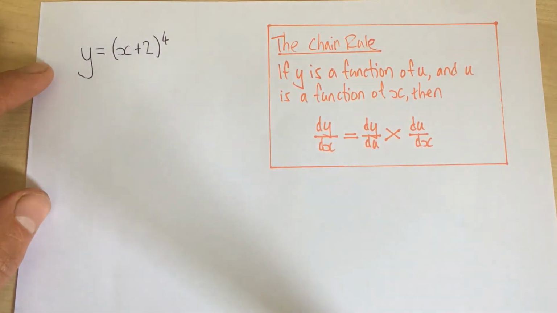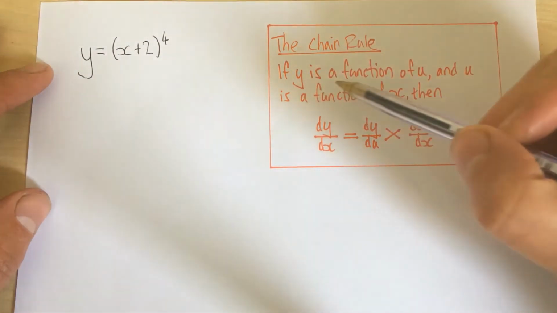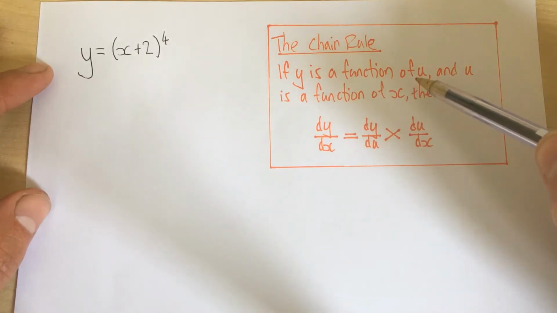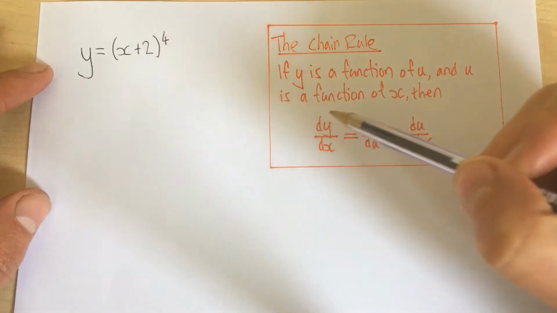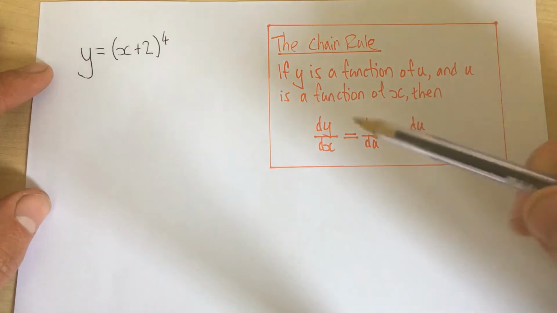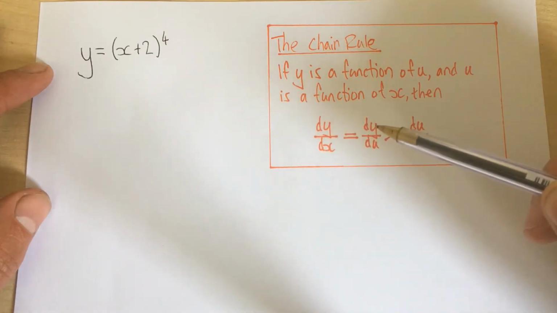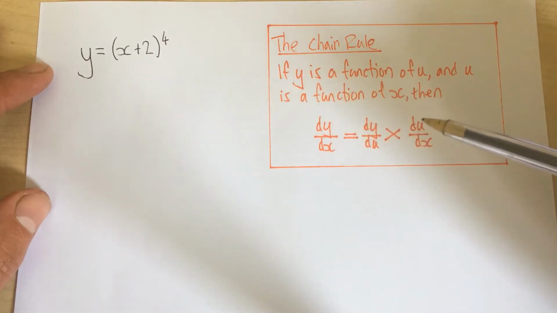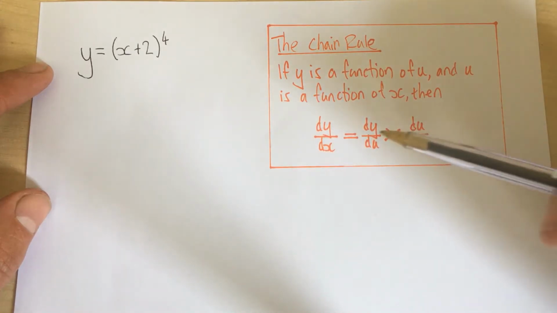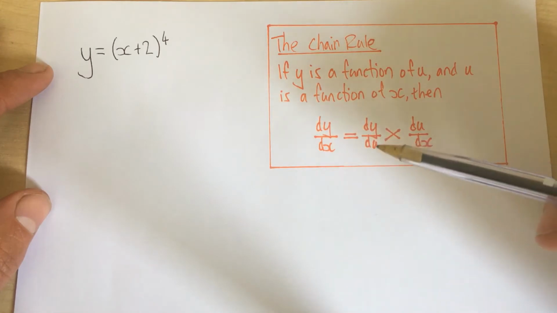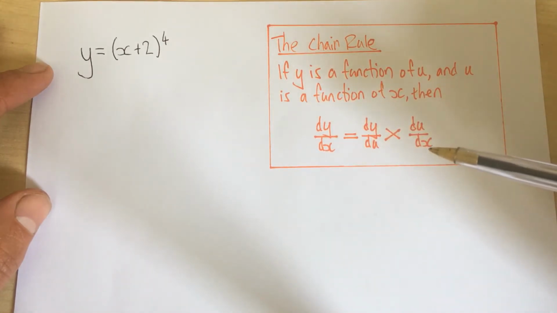The chain rule. If y is a function of u and u is a function of x, then the derivative dy by dx is equal to dy by du multiplied by du by dx. Or we could say dy by dx is equal to the product of dy by du and du by dx.